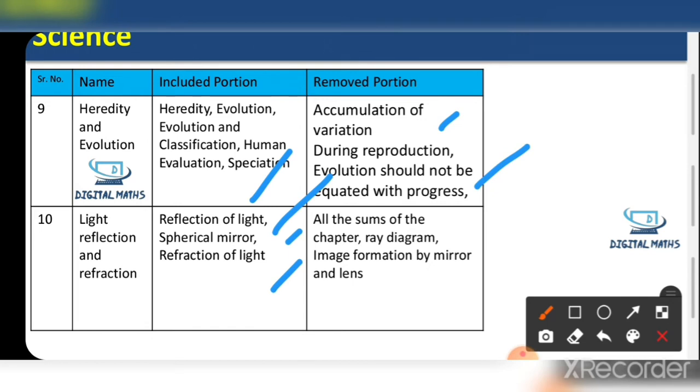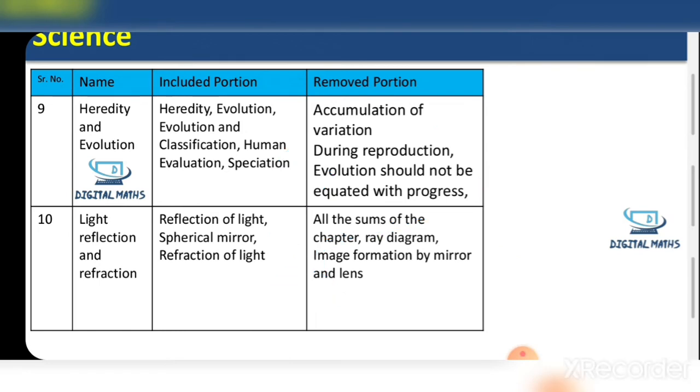All the sums of the chapter on ray diagrams are removed. All the sums are removed. Image formation by mirror and lens, all are removed. It is a very important topic, and chapter number 10 is removed from your standard. It is very sad news because it is physics related, in standard 12.